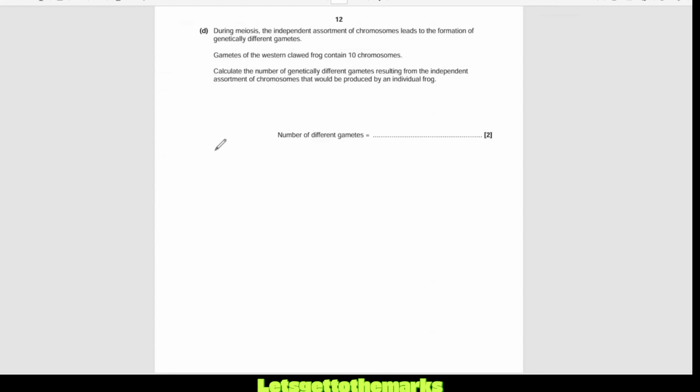The gametes have 10 chromosomes, which means you've got 10 in the sperm. So let's call this gamete 1, 2, 3. Let's call this chromosome 1, 2, 3, 4, 5, 6, 7, 8, 9. I'm just showing you what the issue is and that there's a simple mathematical way to do this. This is just to show you what we're dealing with because you might actually not know what they're asking you. Number of different gametes.